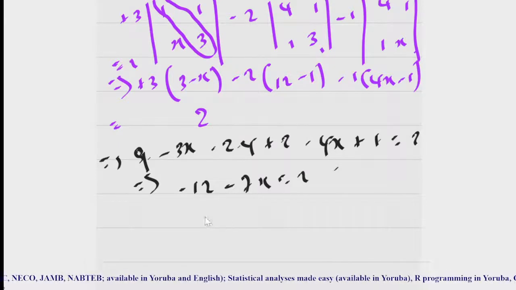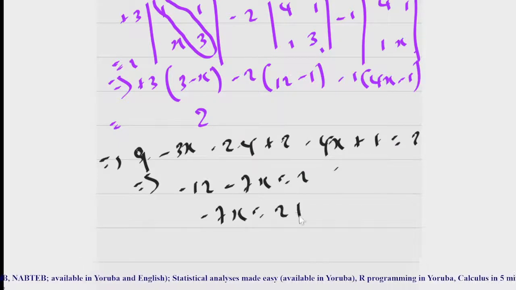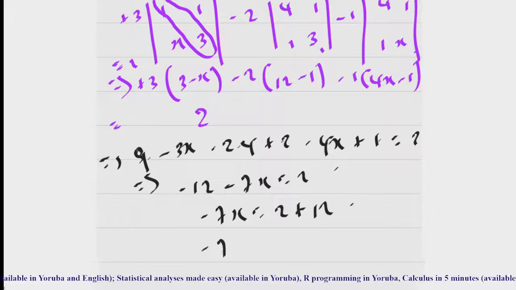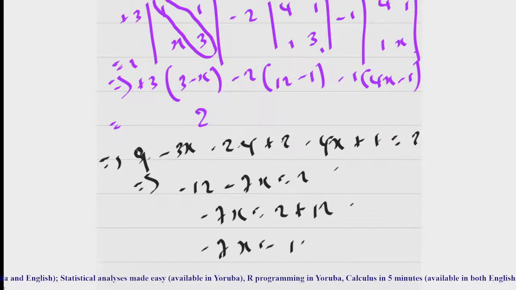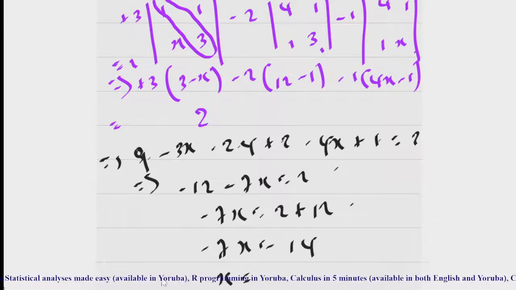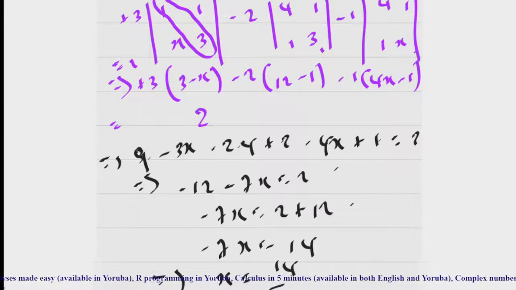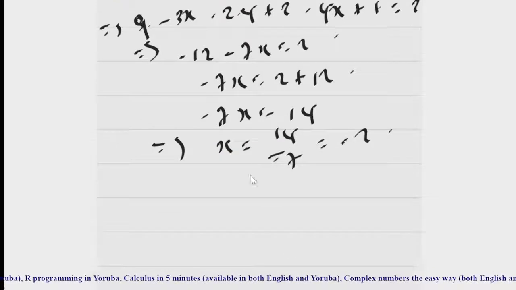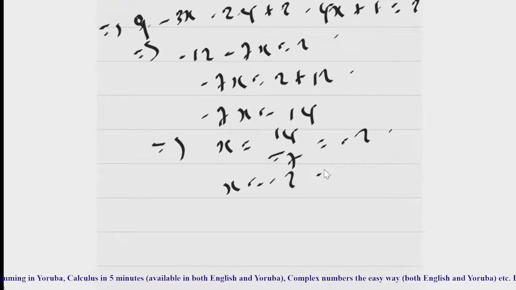Then if you collect the like terms, you have minus 7x equal to 2 plus 12. Minus 7x equal to 14. This implies x equals 14 divided by minus 7, which is equal to minus 2. So it means your x is equal to minus 2. You can see it is not difficult. So this is how you are going to be finding the determinant of 3 by 3.